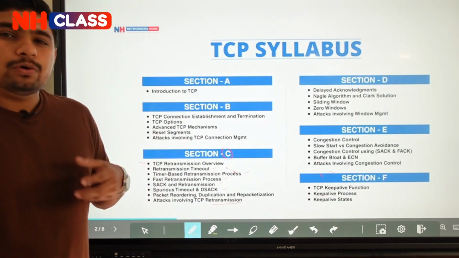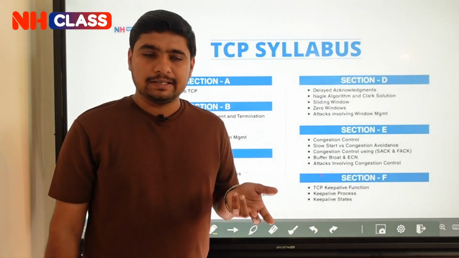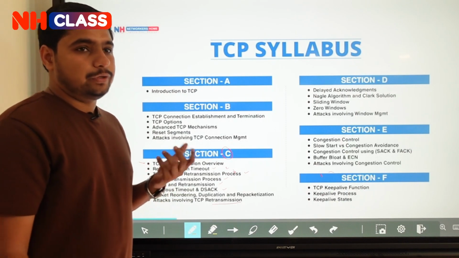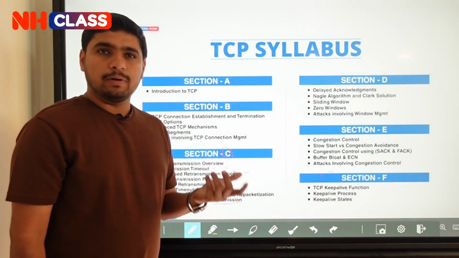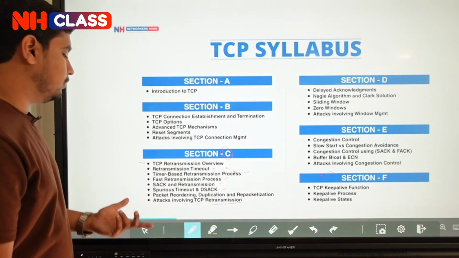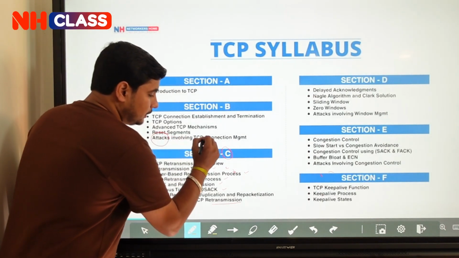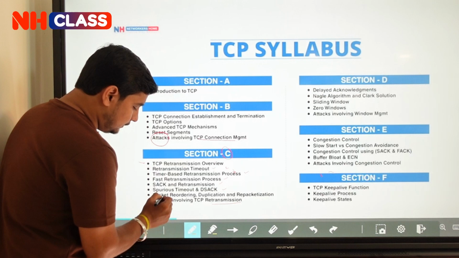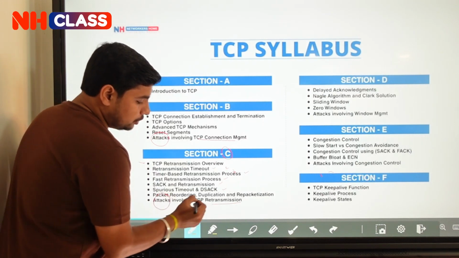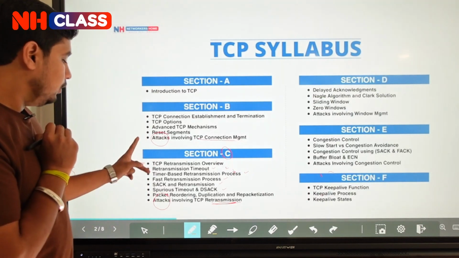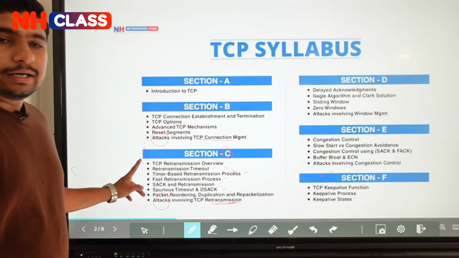This means during TCP retransmission, is there any possibility again for attacks? If yes, what are those possibilities and how do we protect from the attacks? This attack is about TCP connection management, and the attacks I'm talking about here are during retransmission. I hope this is clear. These are two different attack concepts.